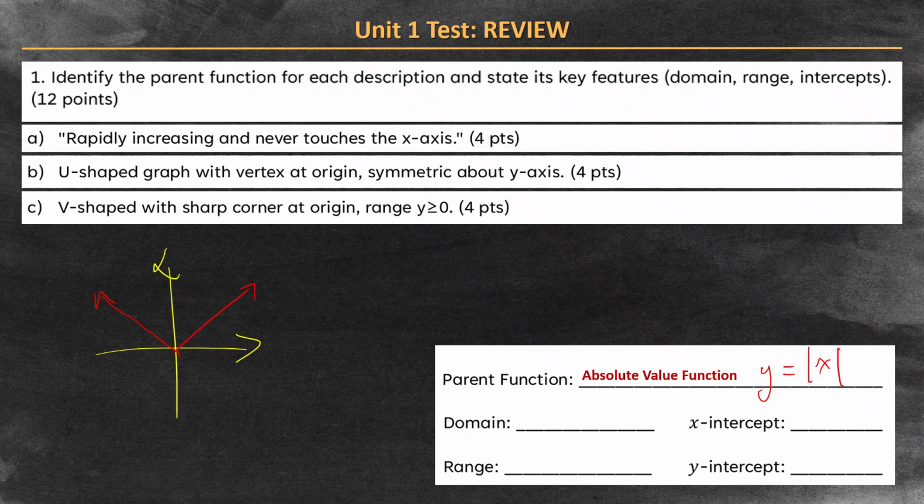Now the domain, it's all real numbers. Range, again, it includes the origin, so it's going to be y is greater than or equal to 0. Let me go make that change. y is greater than or equal to 0. And both the x-intercept and the y-intercept is going to be at the origin, (0, 0).